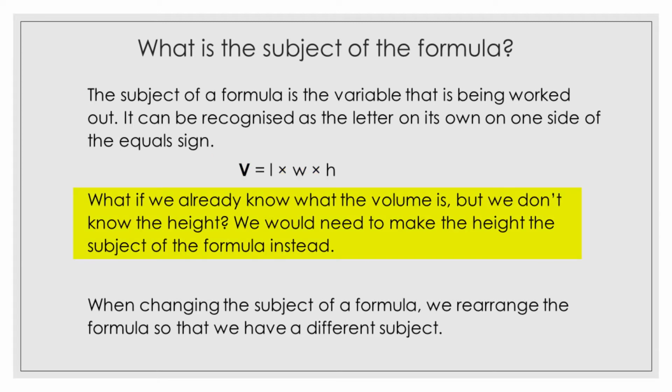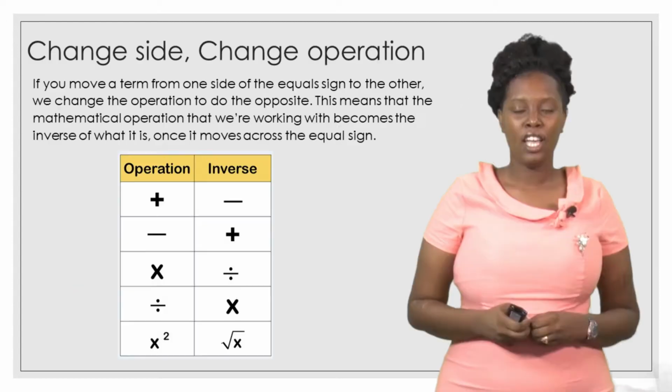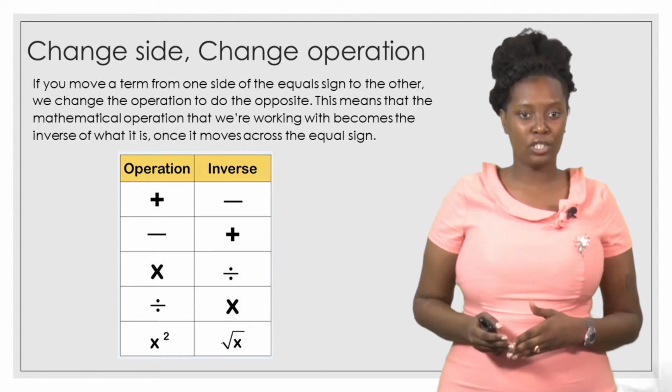What if we already know what the volume is, but we don't know what the height is? We would need to make the height the subject of the formula instead. When changing the subject of a formula, we rearrange the formula so that we have a different subject. Now remember, change side, change operation.